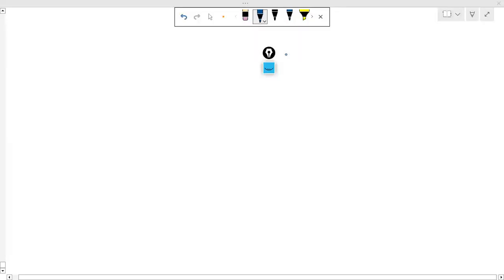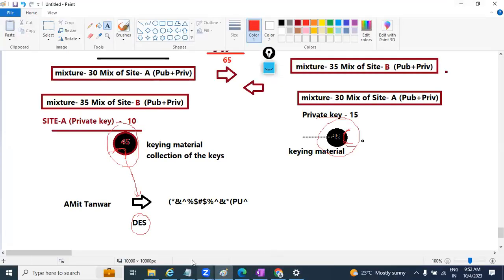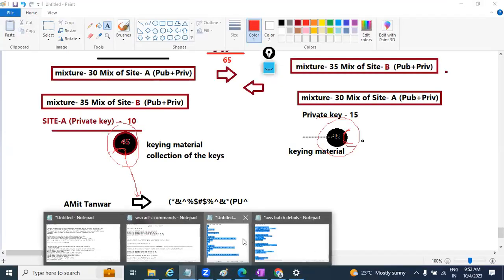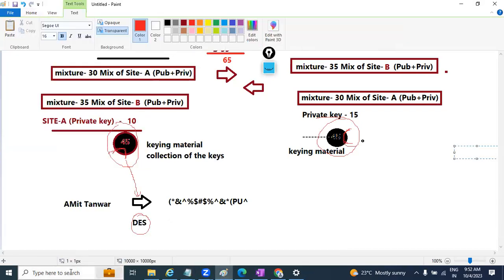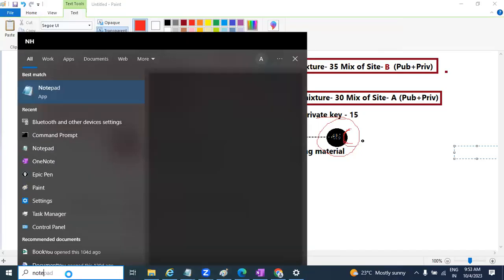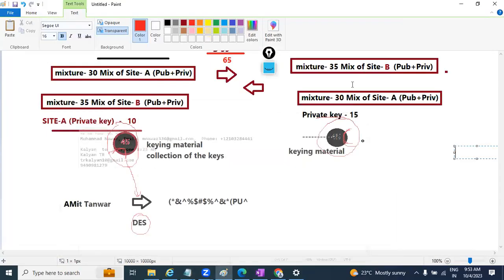Sir, can you give one more example for Diffie-Hellman? Some more? This is the only example. This is the only method we have. Sir, if you don't mind, can you walk me through once again the procedure, how it is exchanged? Sorry, I didn't get it. Can you summarize how it is exchanged once again, sir?